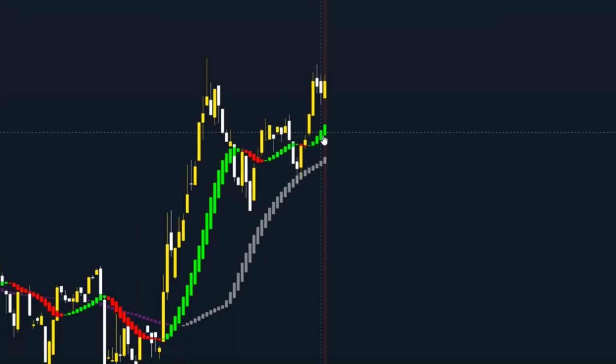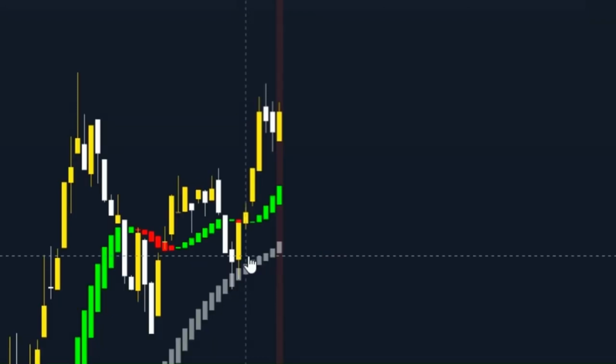Currently the green Heiken Ashi is above the white, which means we're in an uptrend, but we will not be taking trades as our entry trigger has not confirmed yet.